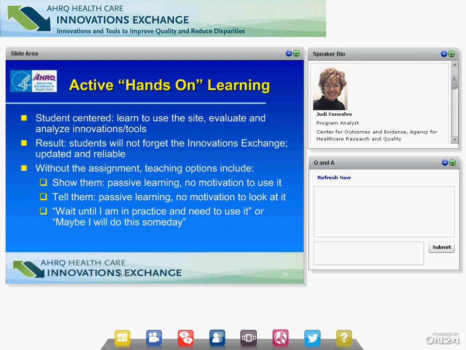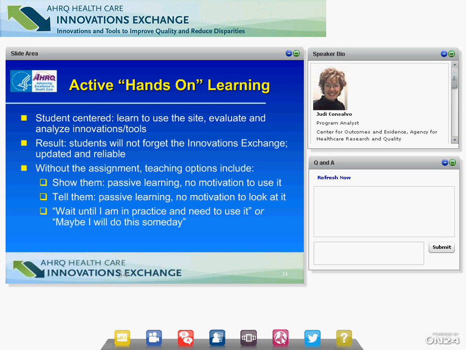Both of these activities are active learning activities, and they're student-centered. And as I mentioned, the students learn to use the site and to do critical thinking, evaluate, and analyze tools. The result is that when they leave here, they will not forget the Innovations Exchange, which Judy told you at the beginning is every 2 weeks there's a new set of articles and innovations that are presented. It's also updated, so it's a reliable tool for students after they graduate.